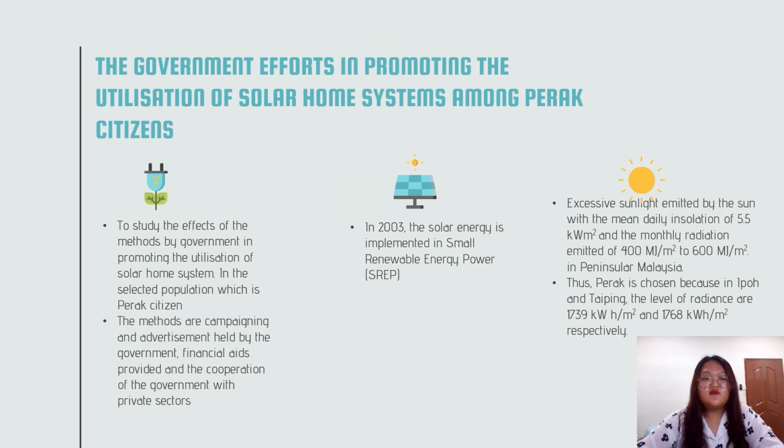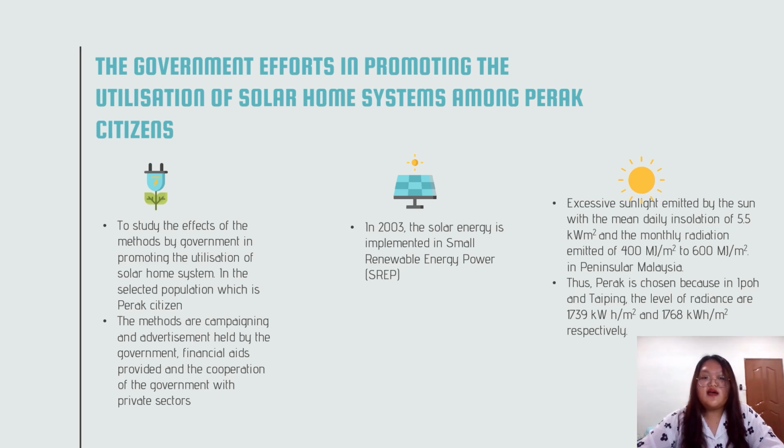As for our title, the government efforts in promoting the utilization of solar home system among Perak citizens, the aim is to study the effect of this method in promoting the utilization of solar home system in the selected population, which is the Perak citizens. The methods are campaigning and advertisement held by the government, financial aids provided, and also the cooperation between the government and the private sectors. The reason why we chose this title is also because in 2003, solar energy was implemented in the Small Renewable Energy Power program.